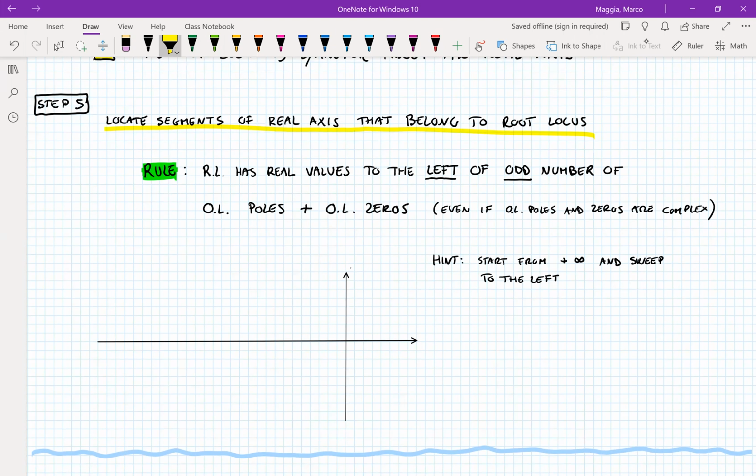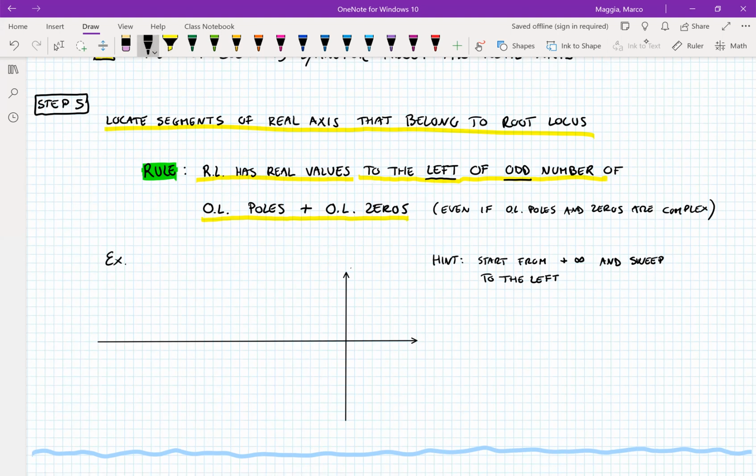And in order to do so, we have to follow this rule, which is quite easy to implement, but let's read it together first. So the root locus has real values, that is, it belongs to the real axis, when to the left of an odd number of open loop poles plus open loop zeros. What does that mean? Let's take a look at a very quick example.